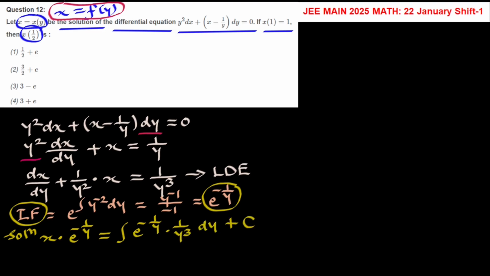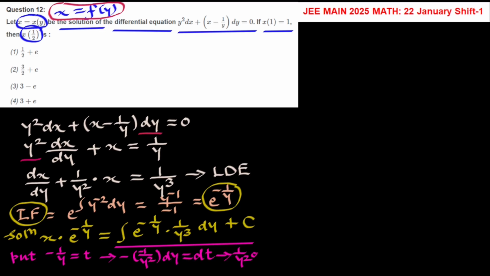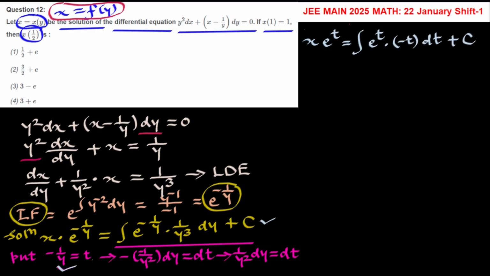Now to solve the integral on the right hand side, we will put minus 1 upon y equals t, that will be minus of minus 1 upon y square dy equals dt, 1 upon y square dy equals dt. So the solution here becomes x into e raised to t equals integral e raised to t into minus t dt plus c, because here minus 1 upon y is t, so 1 upon y will be minus t, equals minus integral t into e raised to t dt plus c.